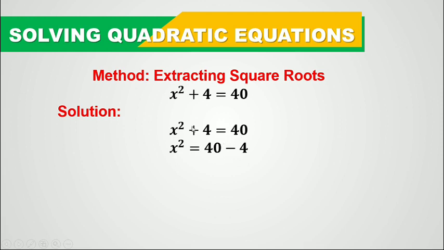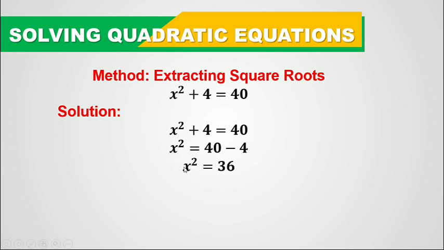So again, if this is positive, if we're gonna transpose that to the right side of the equation, that becomes negative. Or if it's negative, if we're gonna transpose that to the right side of the equation, that becomes positive. So as much as possible, you have to write the constants to the right side of the equation and the variables sa left side ng equation. So that's how you solve quadratic equations. And then simplify. So x squared, copy x squared, 40 minus 4, that's 36.